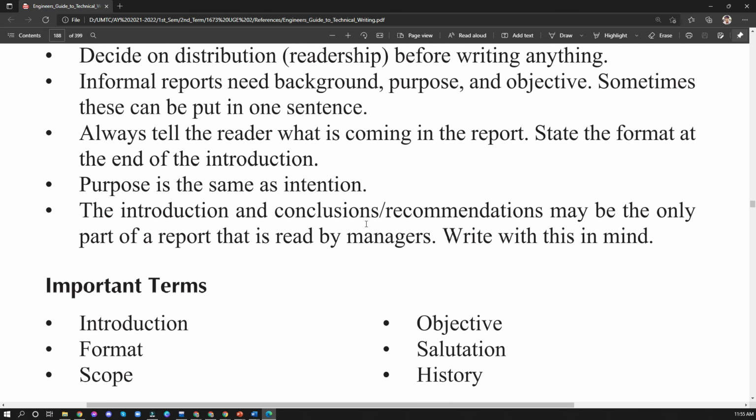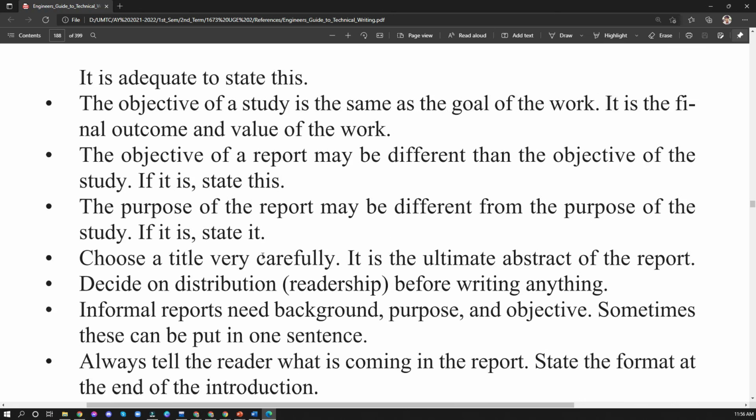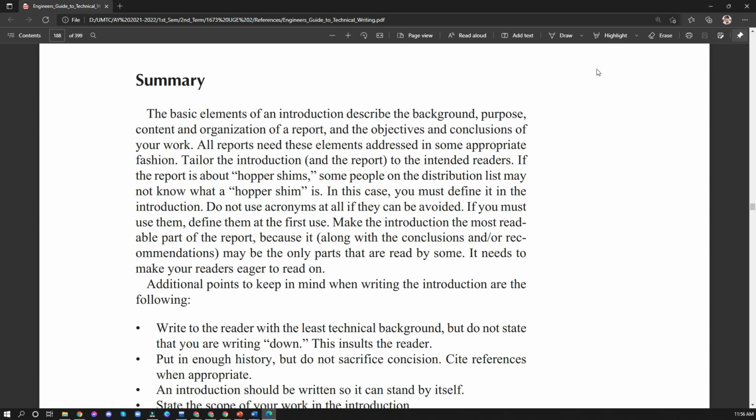Okay, usually ang conclusions o recommendations, mao ni ang kasagaran ginabasa. So, dapat tarung-on nimo ang introduction. Kay ang mga managers, dili na kayo sila mabasa sa content. Dito lang sila mabasa sa mga important nga details. Okay. Ito lang siya, ang chapter 9.